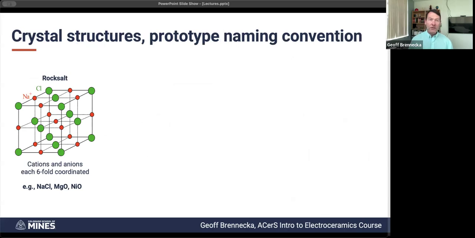So I mentioned that I'm going to use the classic ceramist nomenclature. So when I say rock salt, I'm talking about the crystalline lattice that is represented by sodium chloride. I'm not referring to sodium chloride itself necessarily. I'm referring to that lattice that it takes up. So this would be the cations are 6-fold coordinated.